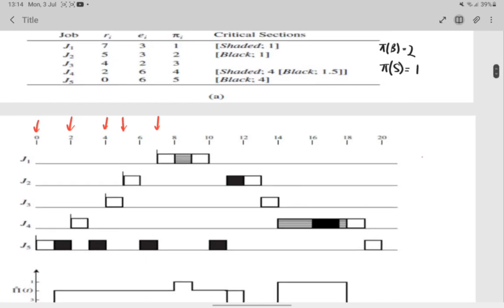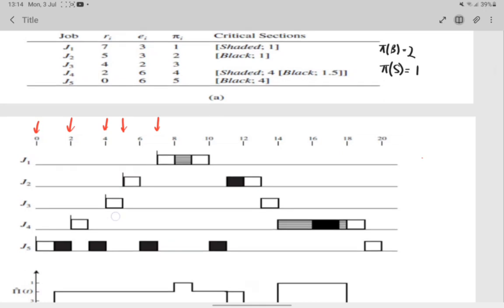But then here at time 4, job 3 is released, so it has a higher priority than job 5. So job 3 will execute for 1 unit, and then the next time interval, which is 5, job 2 is released, so job 2 will get executed.